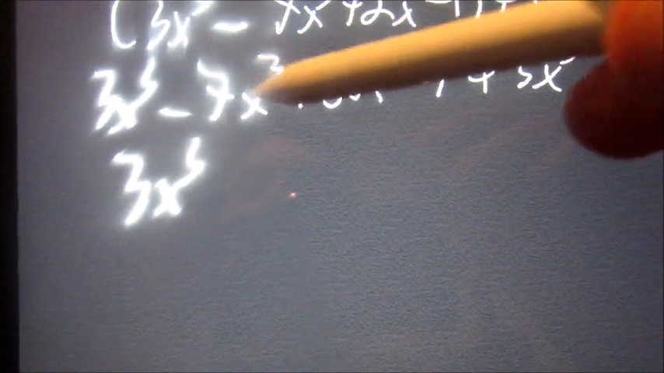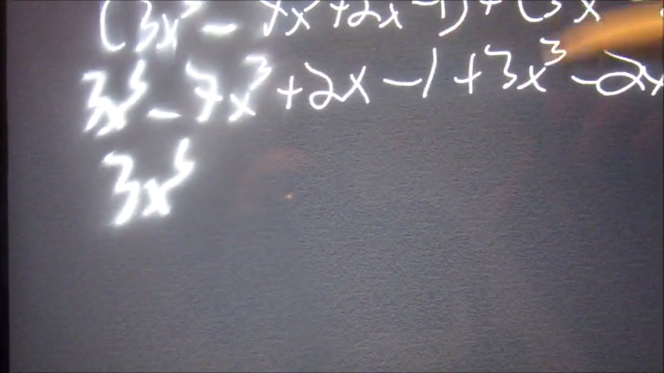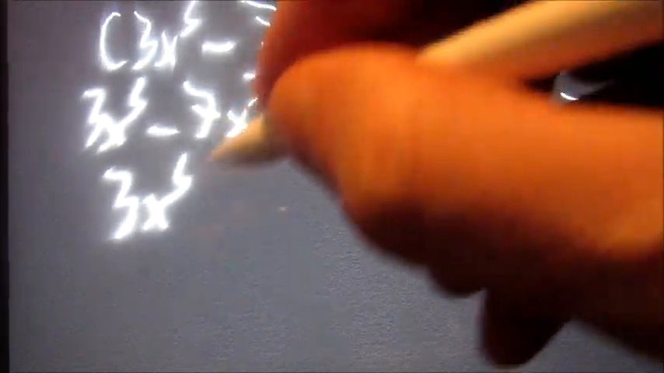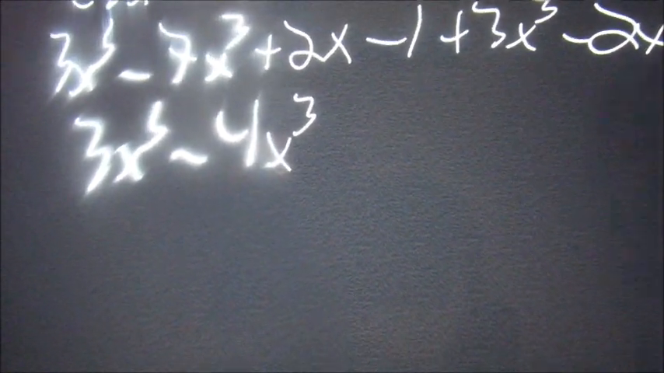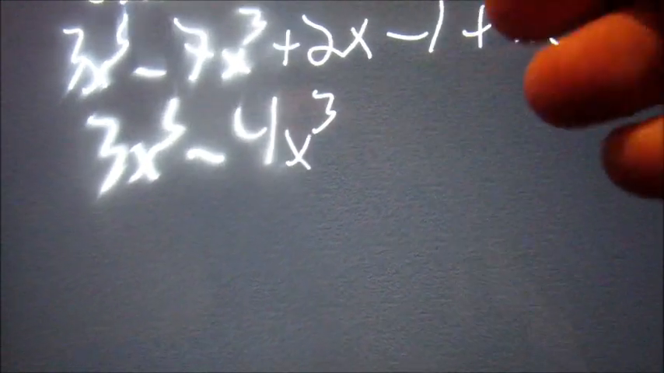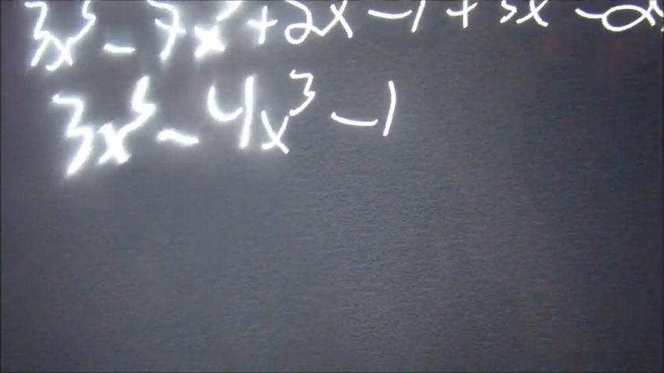I have a 3x to the 5 and no more x to the 5s, so I just have 3x to the 5. Then I have minus 7x to the 3 plus 3x to the 3, so minus 4x to the 3. I have a 2x minus 2x, so that just becomes 0. And I have a minus 1.